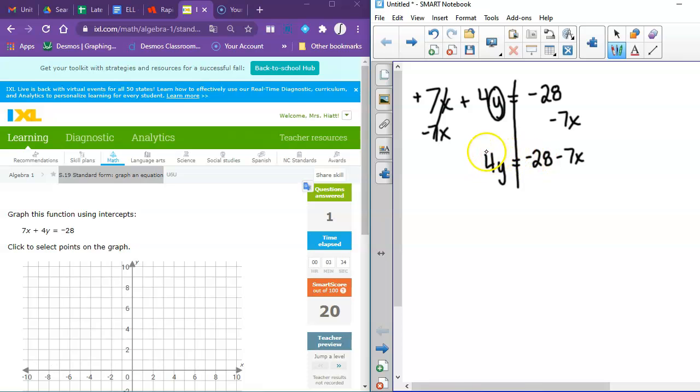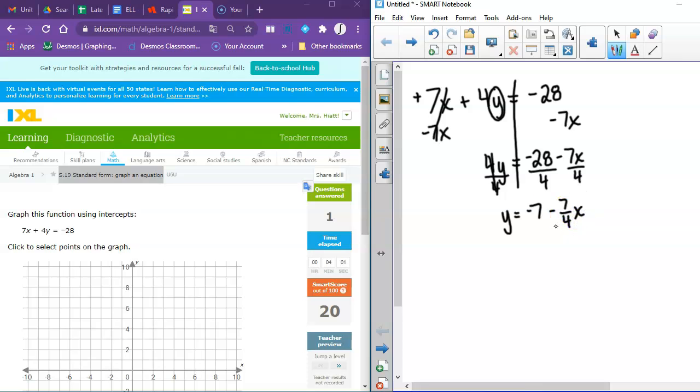And then we still have this 4 over here next to our y, and we can't graph this whenever we have that 4 right there. So we're going to have to divide everything by 4. Make sure when you do this, you've got to divide all of the numbers on the right-hand side by 4. That's going to give you y equals negative 28 divided by 4 is negative 7. And then we can't divide negative 7 over 4, so we're just going to leave it negative 7/4 x.